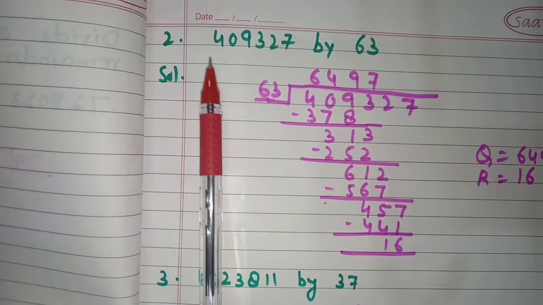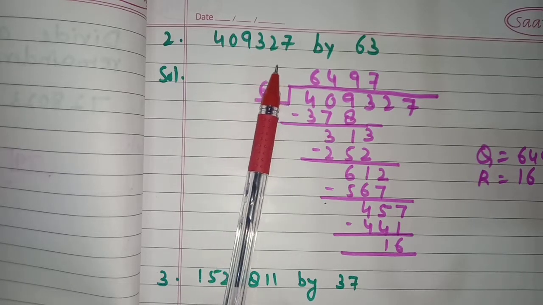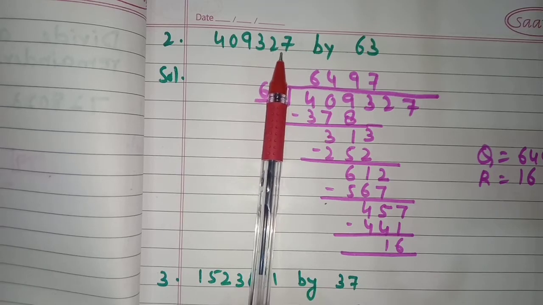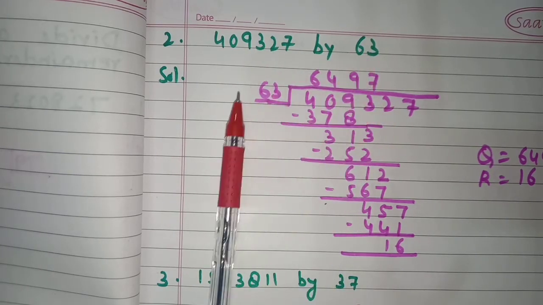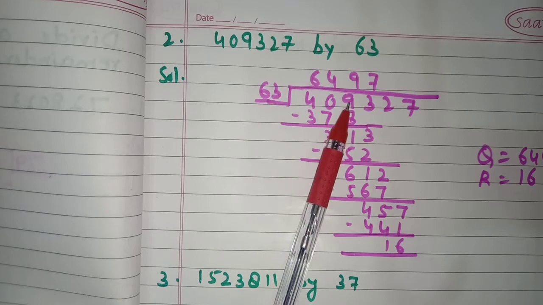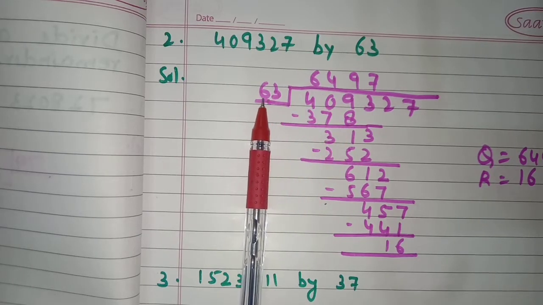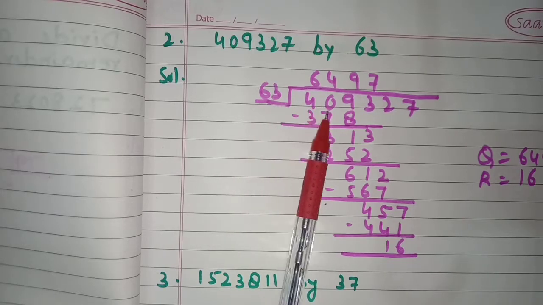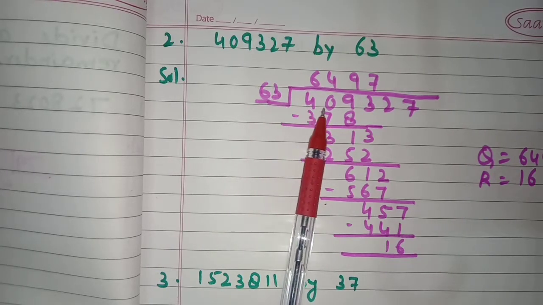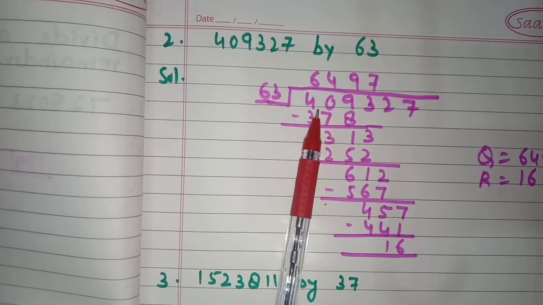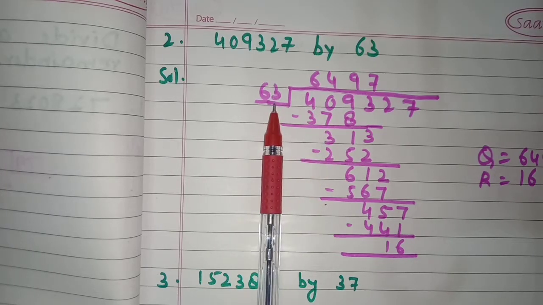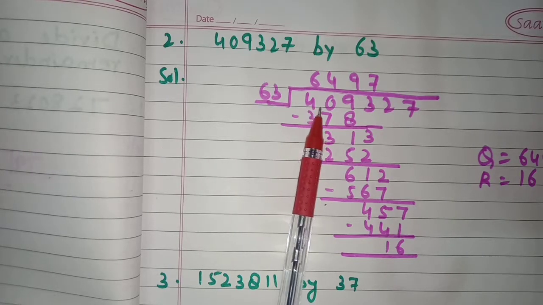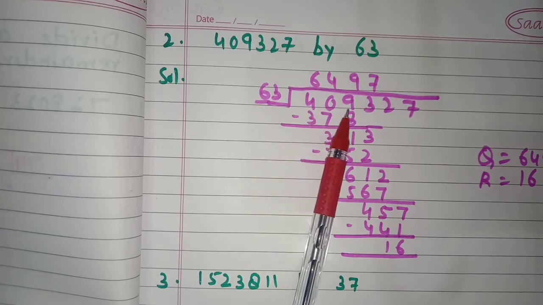Here we have to divide 4,09,327 by 63. So 4,09,327 is the dividend and 63 is the divisor. So we have to write the dividend here and divisor here. Now our divisor is a 2-digit number, so we need to take 2 digits from the left side of the dividend, and the number formed by these 2 digits should be equal to the divisor or greater than the divisor. But here it is 40, which is less than the divisor, so we need to take 3 digits.